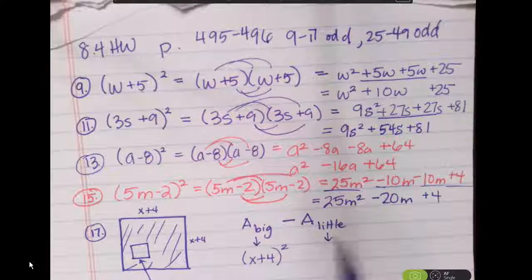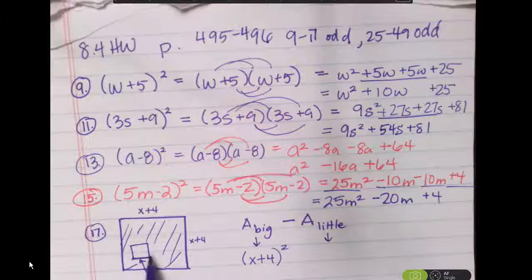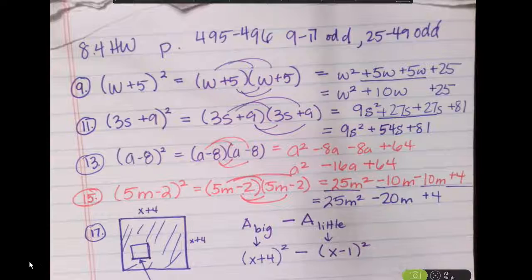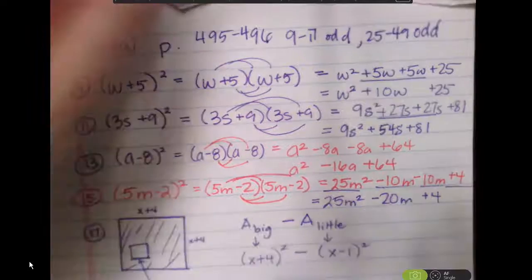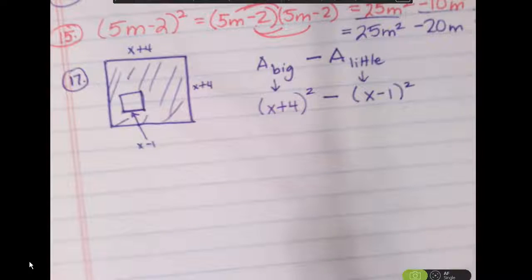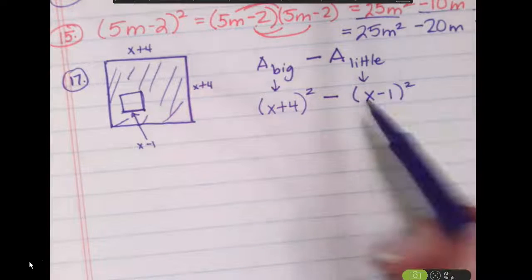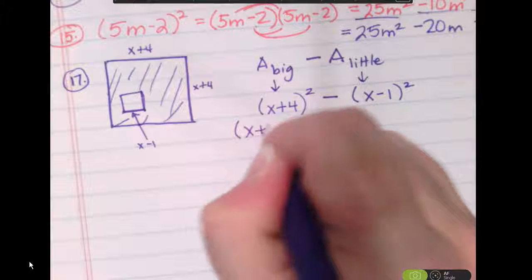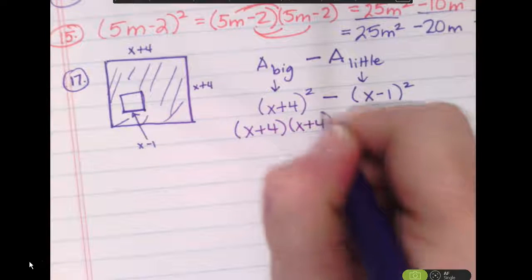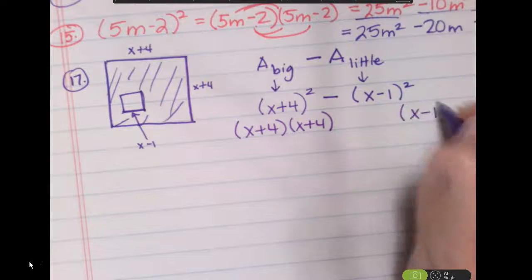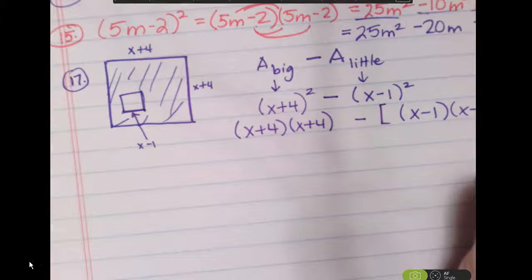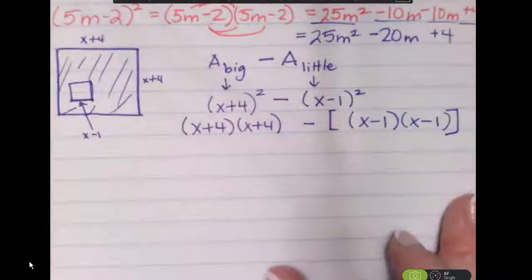And an expression for the area of the little one is just both sides are x minus 1, so I need to subtract out that area. So now I just need to use my multiplying skills to figure out what all these are, and then I'm going to have some like terms that are going to go away. So let me do x plus 4 times x plus 4, and let me do x minus 1 times x minus 1, and then eventually I'm going to subtract this whole thing from the other side.